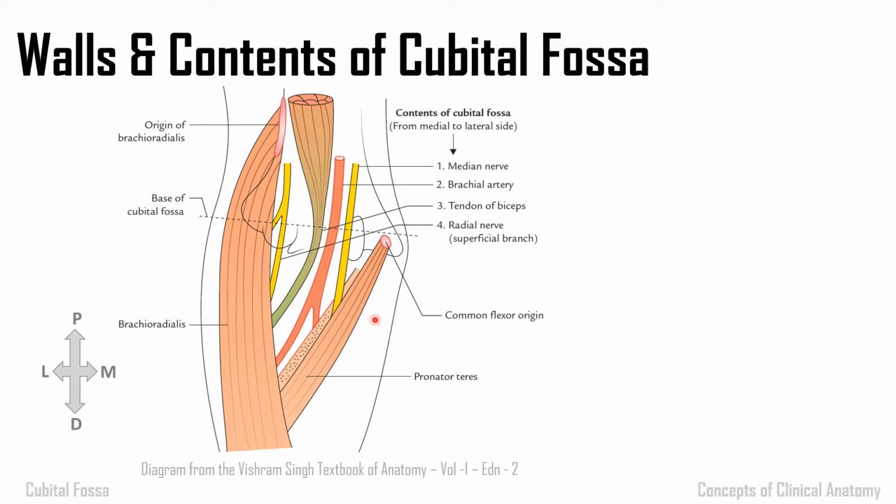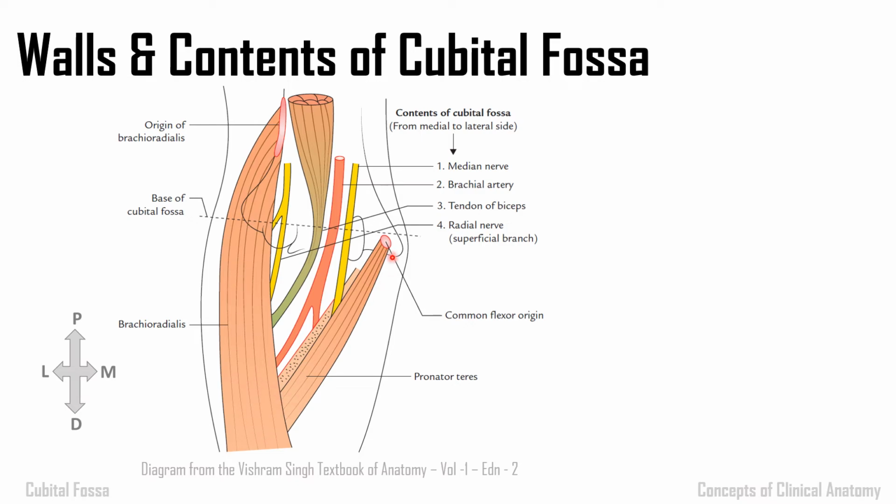Then after removing this superficial roof layer, we'll be having medial and lateral wall. Okay, so the medial wall is formed by the lateral border of pronator teres. Okay, this is the complete pronator teres. Its lateral border forms the medial boundary of cubital fossa. Laterally, we'll be having the brachioradialis muscle. Okay, so medially pronator teres, laterally brachioradialis.